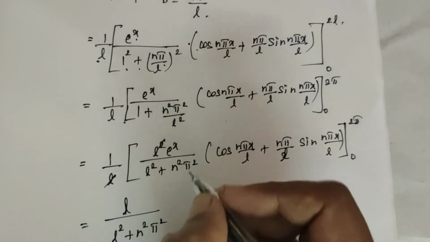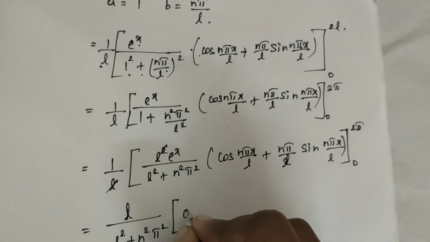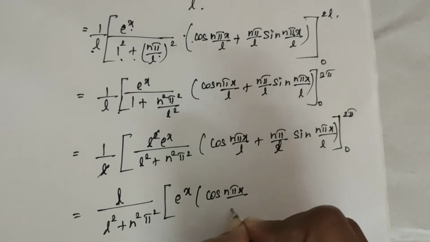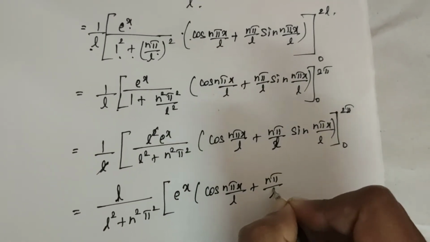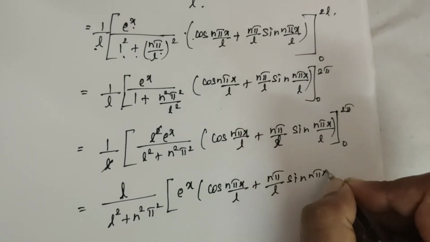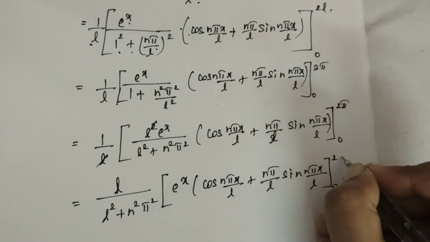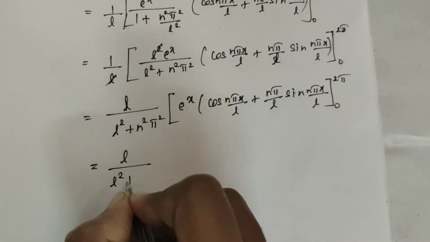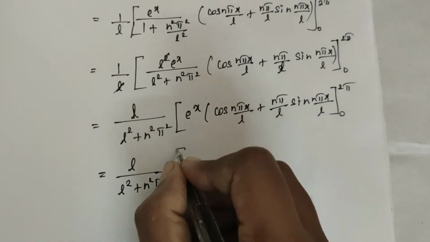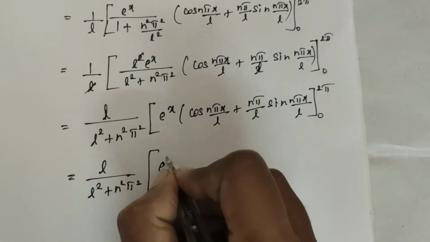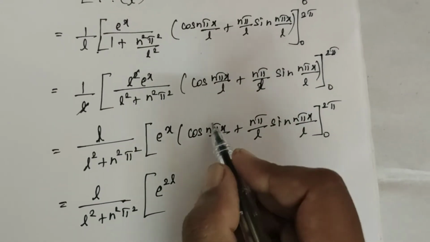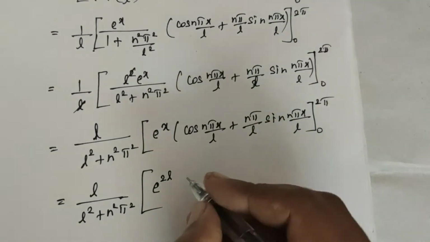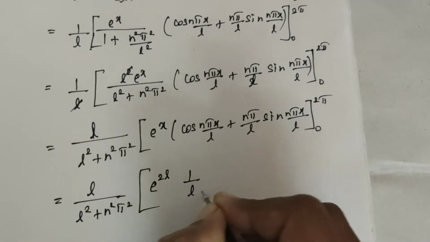So L into e power x into cos n pi x by L plus n pi by L sin n pi x by L, from 0 to 2L. So it is L by L square plus n square pi square. If we put in the limits, e power 2L, and cos 2 pi gives the value 1. So here 1 by L.